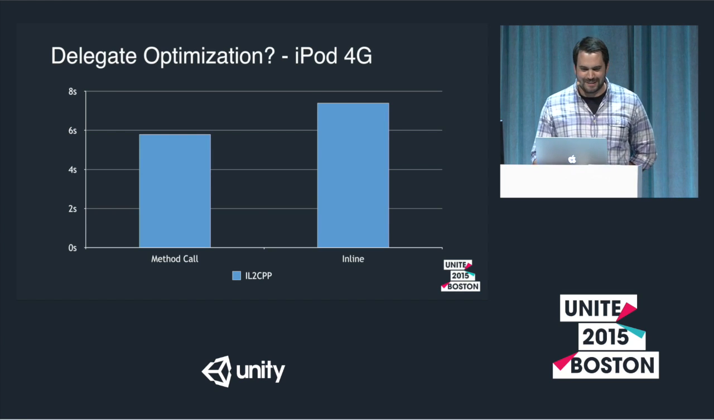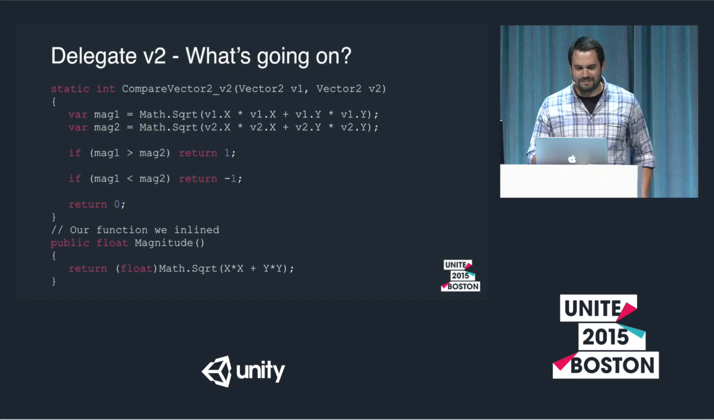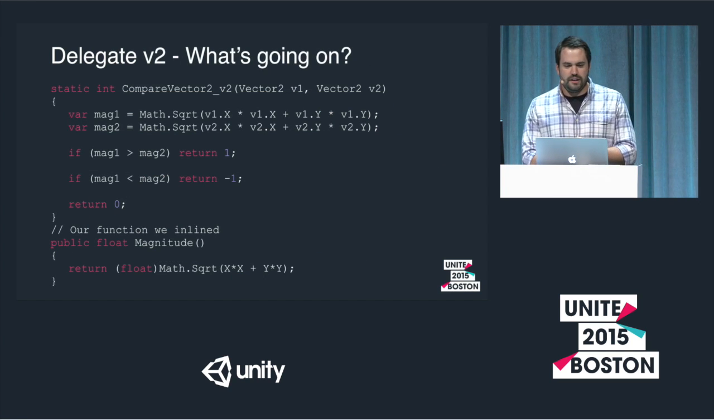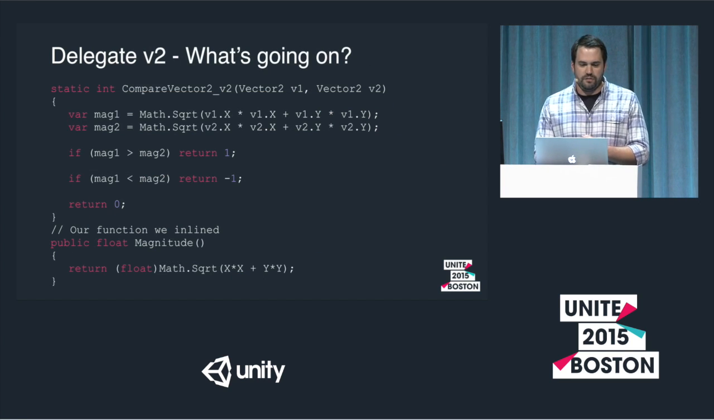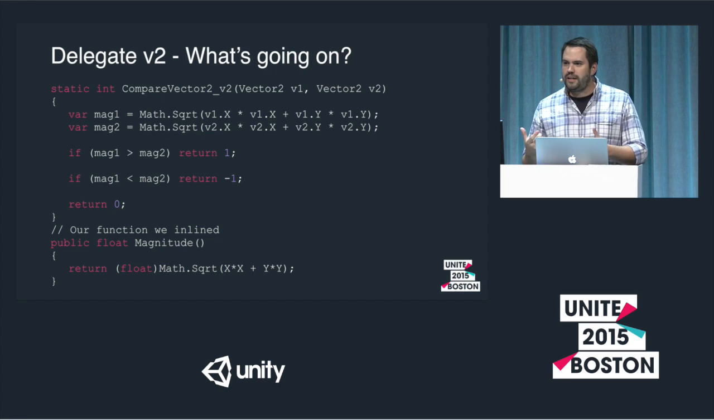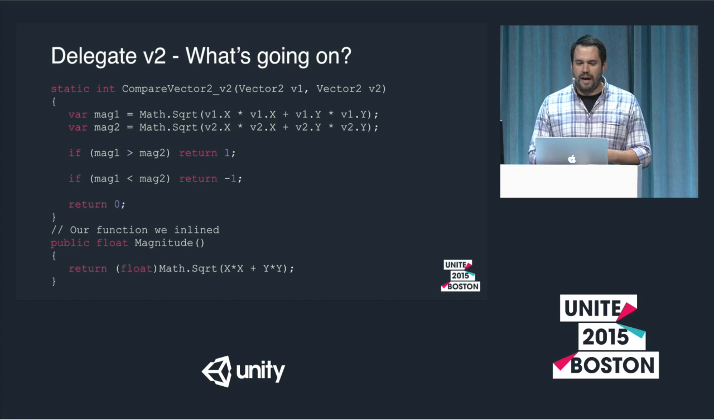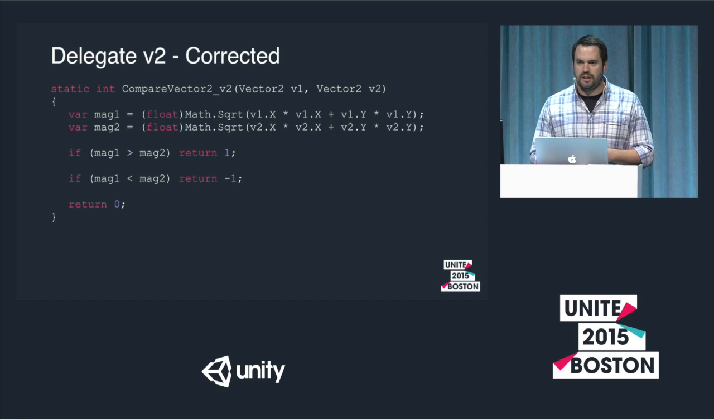That's sometimes what happens. So what is going on here? Well, we can take a look at this. At the top is our CompareVector2, our inline version. And at the bottom, we can see the method that we actually inlined, magnitude. Does anybody see anything jump out real quick? The var keyword kind of bit us here a little bit. What happens is we're actually missing the float cast from the return of Math.Sqrt.